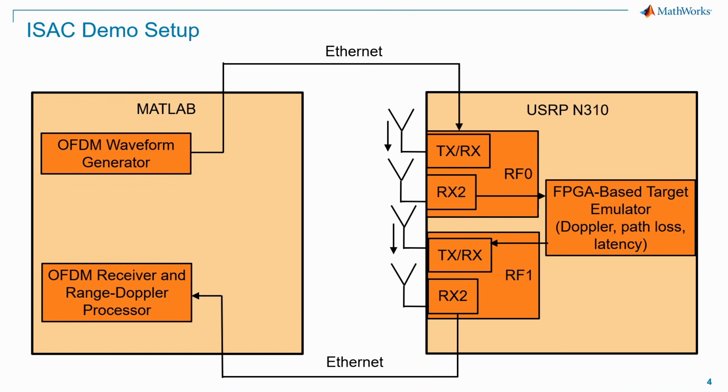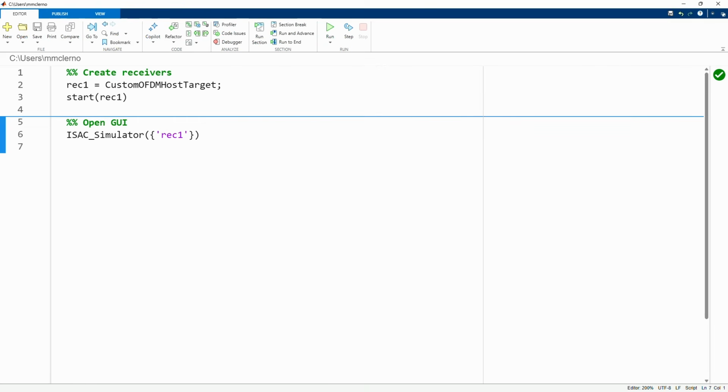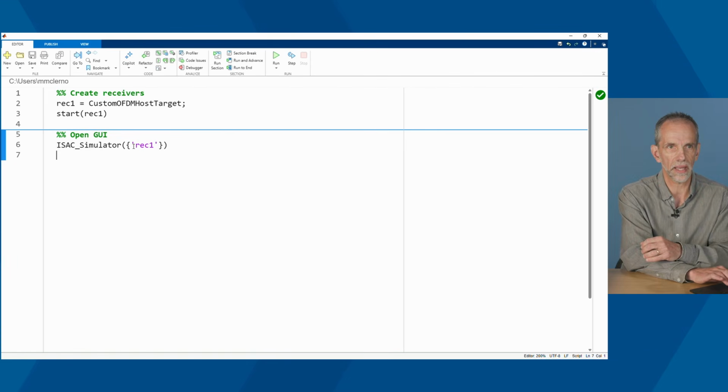So let's just go ahead and do that. I'm going to show you just a wee little bit of code. This is an executive. There are several thousand lines of code underneath that, but we just want to run this example. So we're going to create a custom OFDM target, and then run our ISAC simulator. So we click Run.